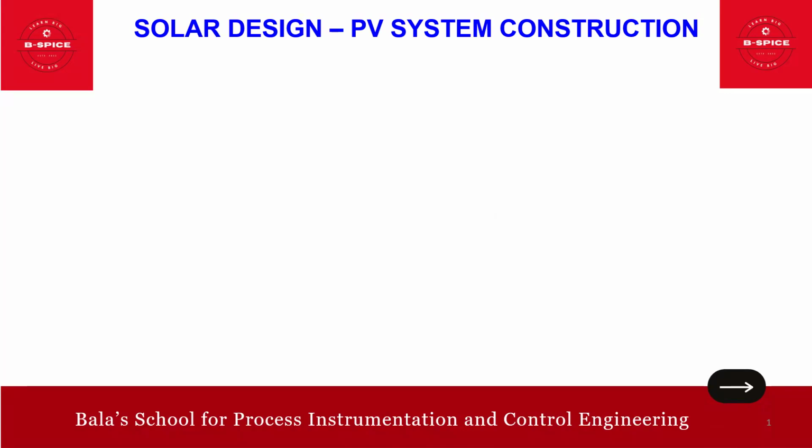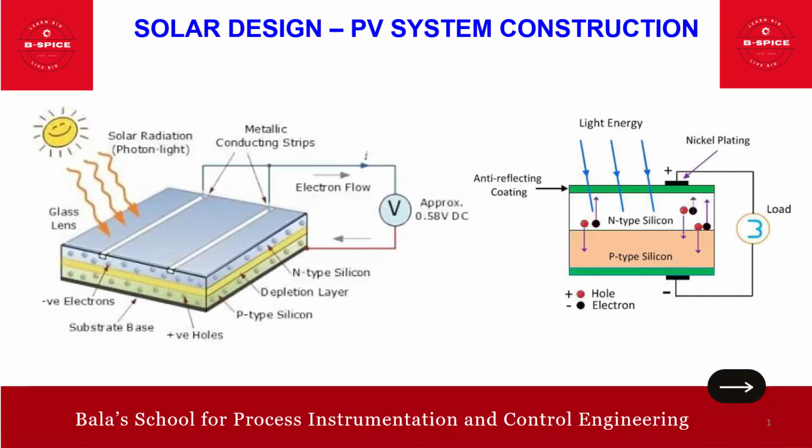In this session, we'll continue with solar design, wherein we'll focus on PV construction. So this is the look and feel of the construction. As you can see here in front, this is your photovoltaic cell, and this is the sunlight hitting it, and these are negative electrons and positive holes, and you have this p-type junction silicon and depletion layer. Then you have an n-type silicon, and this is connected to the load. This is a typical construction.